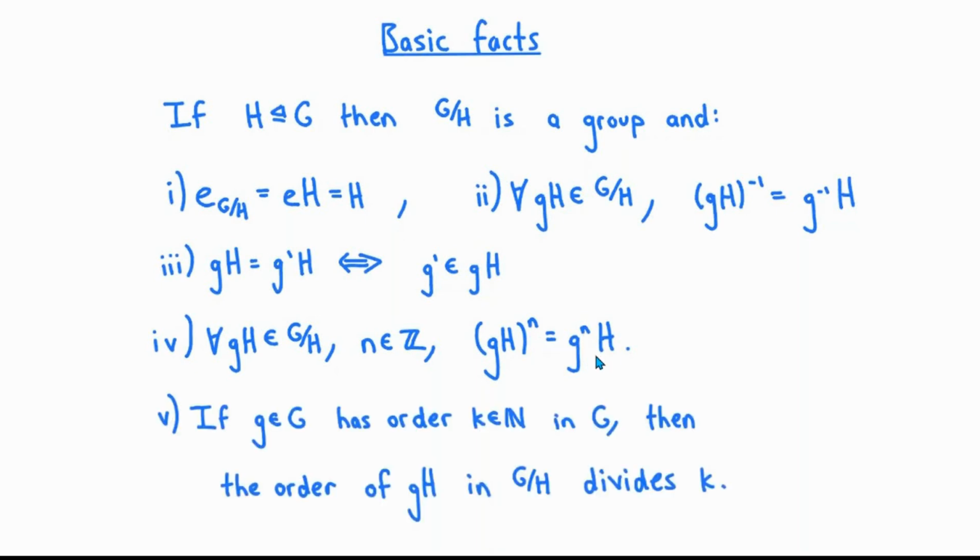Finally, from this, it's not difficult to deduce that if you have any element little g in G which has finite order k in the group G, then the order of the coset gH in the quotient group G mod H must be a divisor of k. If you think about it, that's just because gH to the k is g to the k H, which is the identity element in the quotient group, and we've already proven that if a power of an element is the identity, then its order in that group must be a divisor of the power.